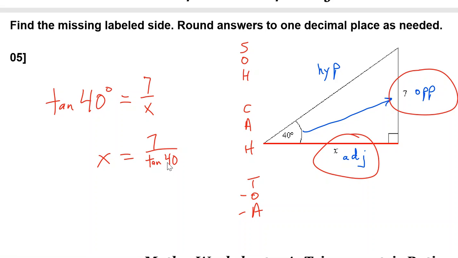Okay. All right, so I get to my calculator and I say 7 divide tan 40 gives me 8.34. I'm going to round down to about 8.3 and leave it there.